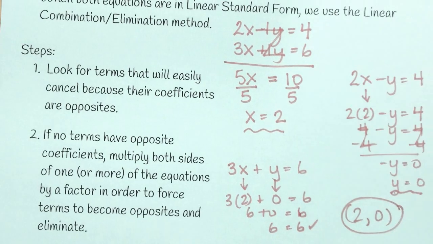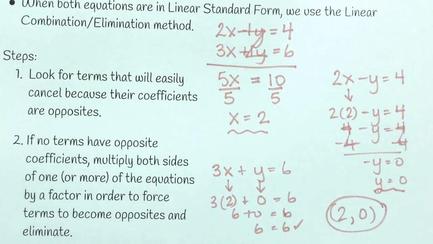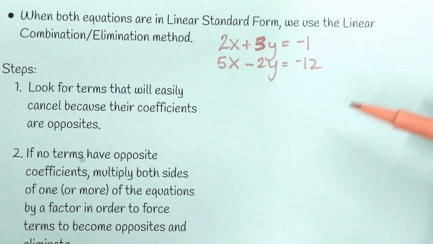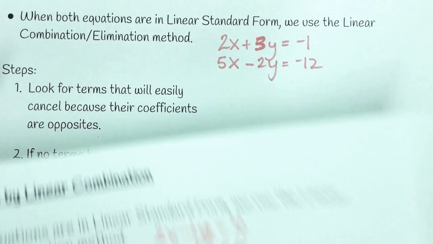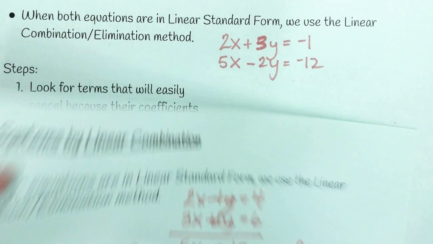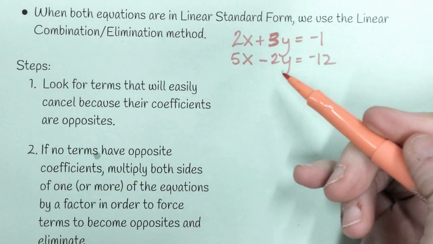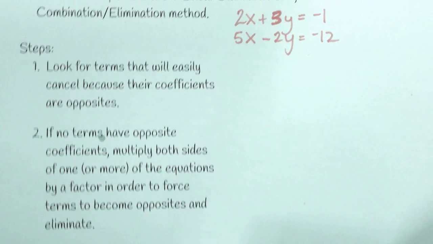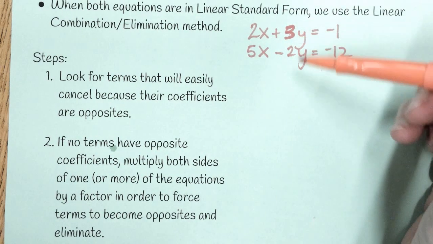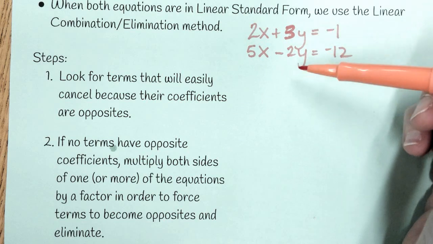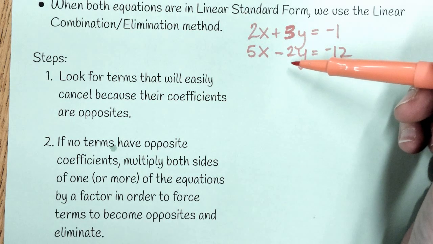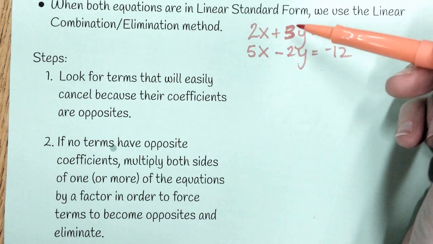Okay? Now let me show you. So that was the actual process of using linear combination. Now, it's not always that easy because sometimes you have an equation like this. So this equation that I gave you, you already had a zero pair. But what if you don't have a zero pair? Then we're going to force a zero pair. Okay? So we're going to look for terms that will easily cancel because their coefficients are opposites. Now, 3y and -2y aren't opposite, like they're not a zero pair, but they are opposite signs.